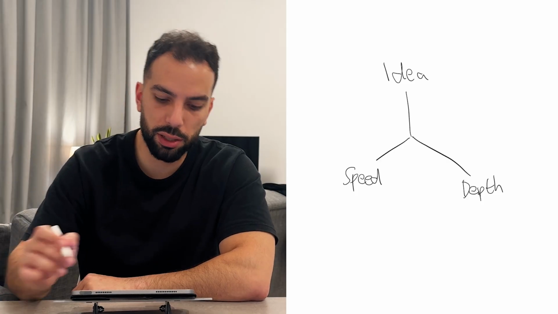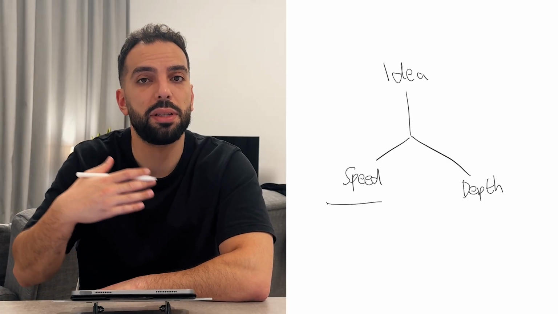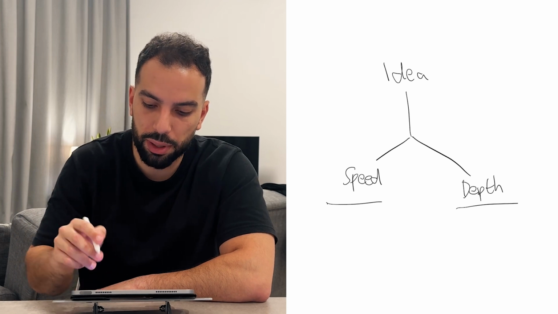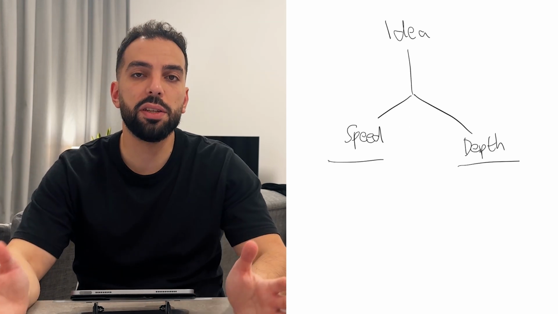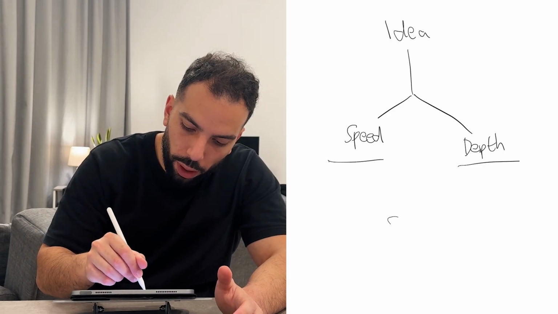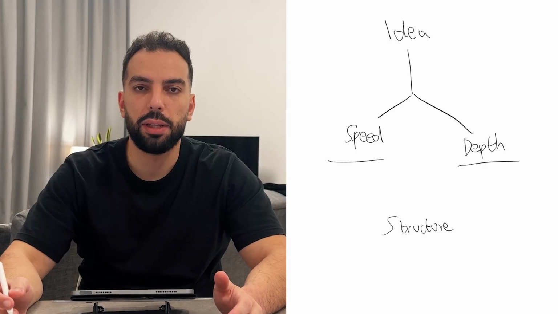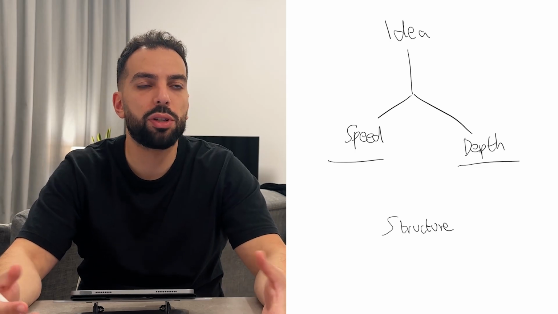So you're going to need to decide, am I going to be doing a video based on something that needs to be done with speed? Or is it going to be something that's going to be with depth? Once you've decided out of these two, you're now going to have to figure out what is going to be your structure. Now, this is pretty much going to be what's your content type.